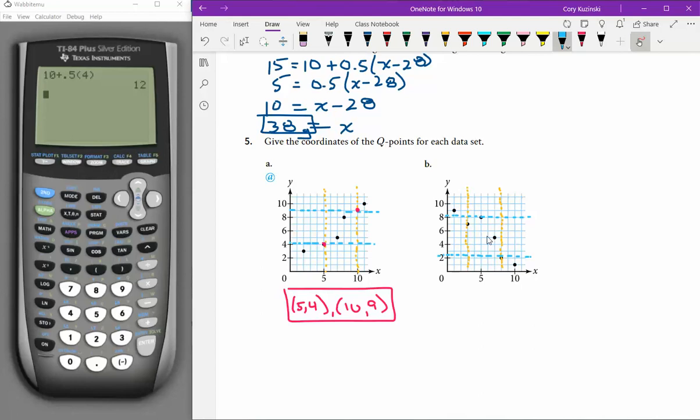So 1, 2, 3, 4, that's the fifth highest one. So our Q values, or Q points, are right here. And then this point that isn't even a point in the scatter plot. So that's going to be, let's see, our first one is at 3, 8. And our second one is at 8, 2.